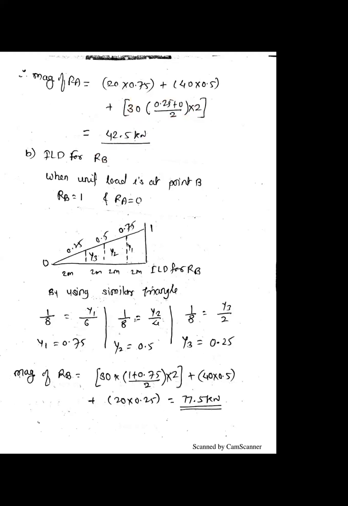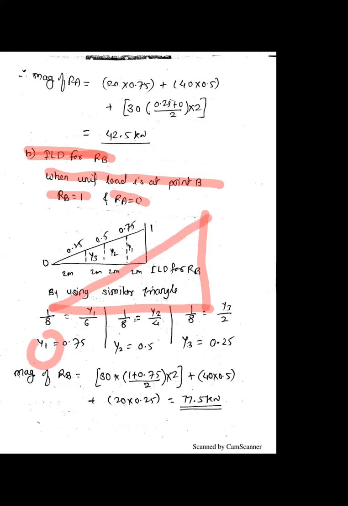Similarly, now we are going to calculate ILD for RB. Again, when we draw ILD for RB, consider the unit load is at point B. When the unit load is at point B, then RB is equal to 1, RA is equal to 0. Then draw the ILD first. RA is 0 here. Then join the two points A and B. Okay. Again, draw the coordinate for the external load. This is UDL, this is the 40 kilonewton load and this is the 20 kilonewton load.